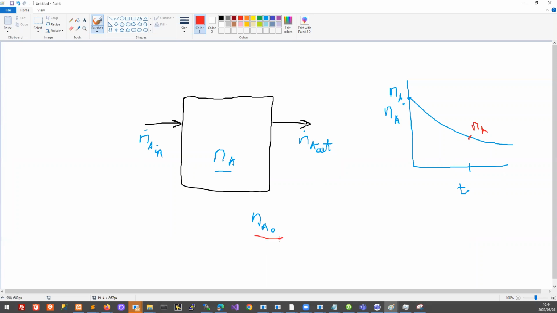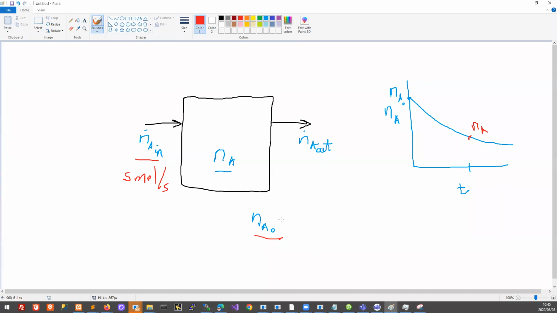So that's that quantity. We can't see that currently in this drawing because we are now at time t where it's not Na0 anymore. And this amount is different to this amount. So this is the flow rate in, it's 5 moles per second, maybe. So let's say that's 5 moles per second.